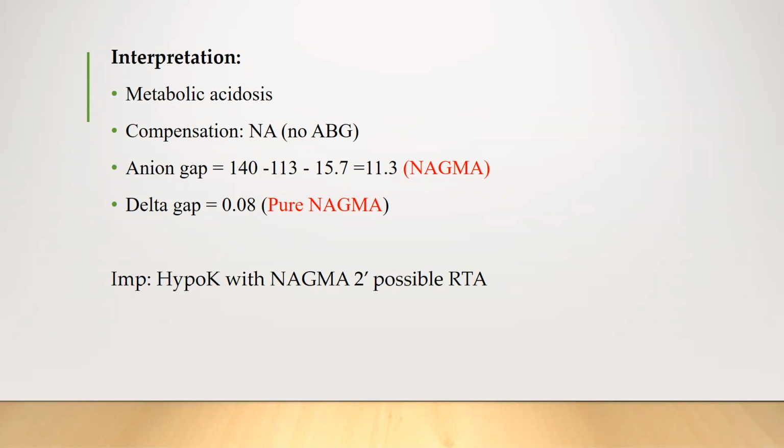Compensation-wise, we didn't calculate because it's not an ABG, and PCO2 in VBG will usually be higher than the ABG. Then we proceed with calculation of the anion gap. In this case, it's 11.3, showing a normal anion gap metabolic acidosis. Then we proceed with calculation of the delta gap, showing 0.08, which is less than 0.4. This means it's a case of pure normal anion gap metabolic acidosis. So this case is a possible hypokalemia with a normal anion gap metabolic acidosis, secondary to possible RTA.